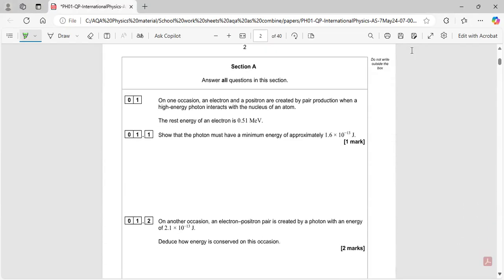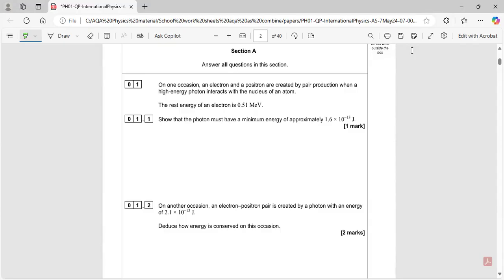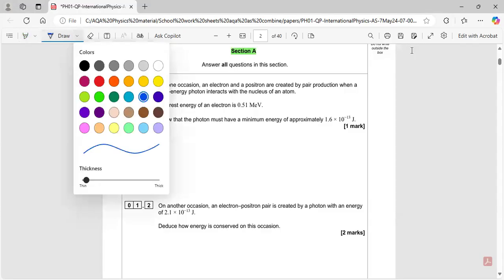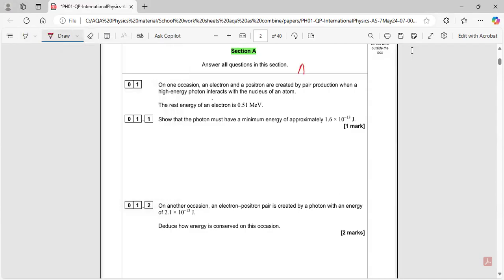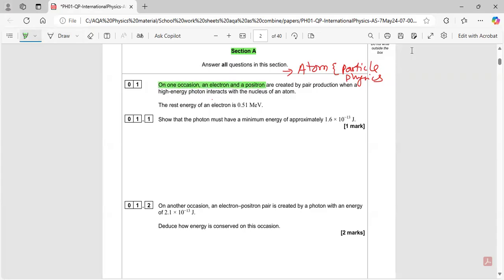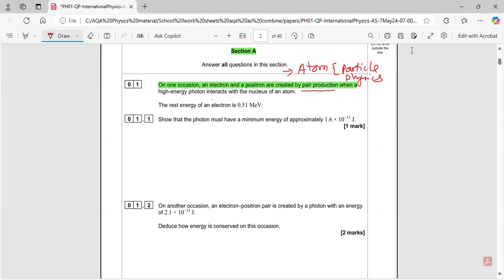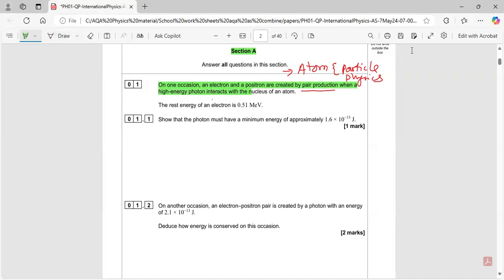Okay, so let's start with the first question of Section A. This question is from atomic and particle physics, the last unit of this paper. They said that on an occasion, an electron and a positron are created by pair production. It means this is a question on pair production, when a high energy photon interacts with the nucleus of an atom. The data which is given is that the rest energy of an electron is 0.51 mega electron volt.